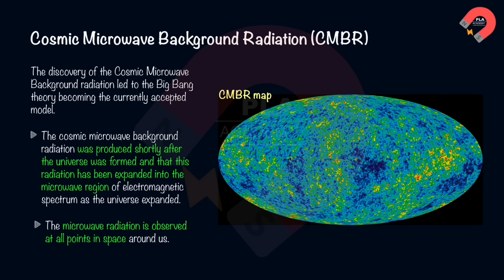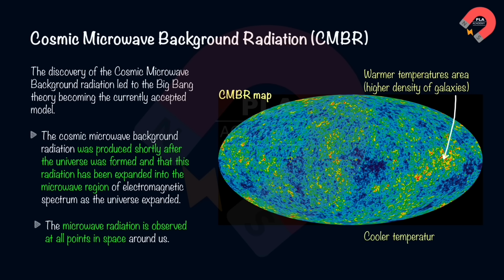The cosmic microwave background radiation map shows areas of higher and lower temperature. Blue areas represent the lower temperature. Orange-red areas represent the higher temperature. Places with higher temperature have a higher concentration of galaxies, suns and planets. Places with cooler temperatures have a lower density of galaxies and stars.